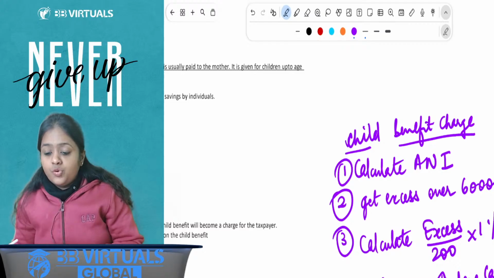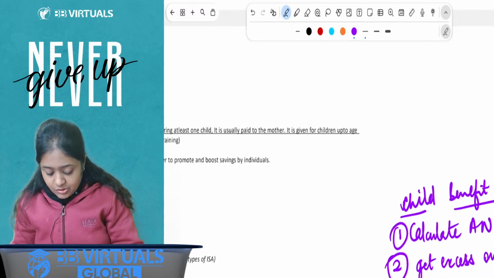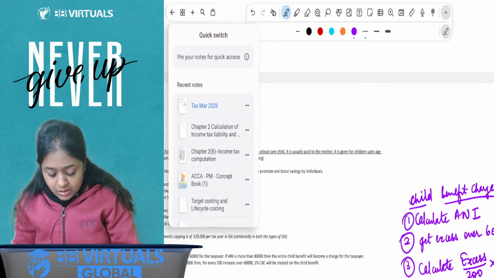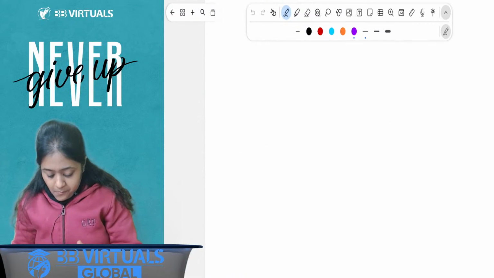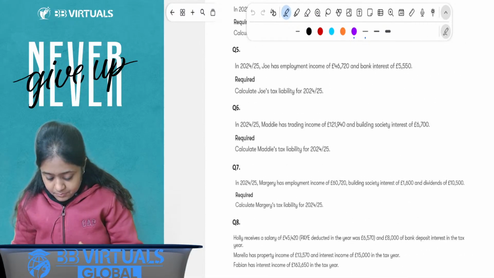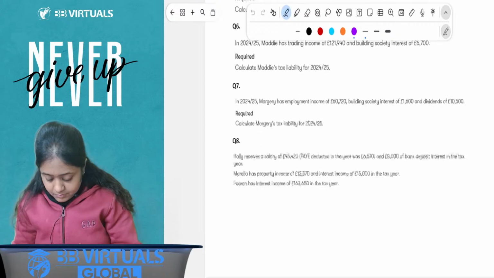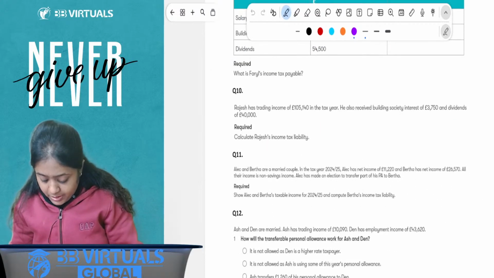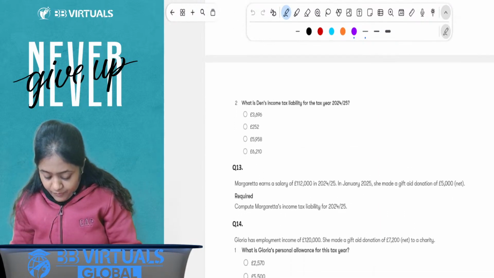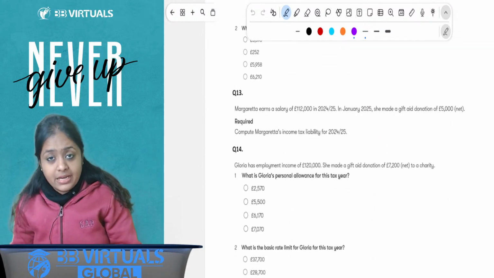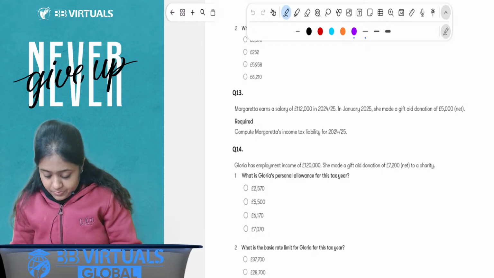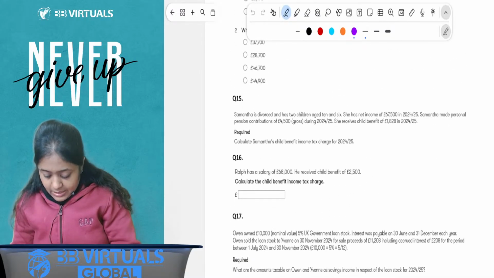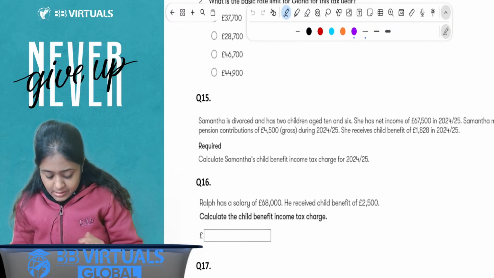Now I'll show you how we calculate the child benefit charge. Let me take an example to make you understand this. These are all the examples that you would be doing. Some we will be doing in the class, some we have already done yesterday.